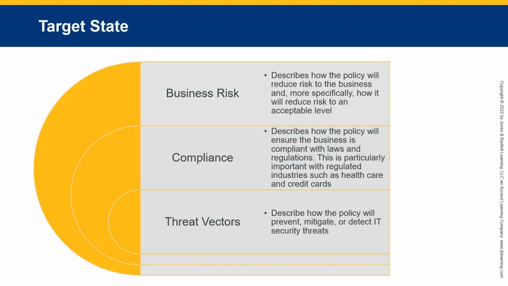Target state, business risk, describes how the policy will reduce risk to the business and, more specifically, how it will reduce risk to an acceptable level. Compliance describes how the policy will ensure the business is compliant with laws and regulations. This is particularly important with regulated industries such as healthcare and credit cards. Threat vectors describe how the policy will prevent, mitigate, or detect IT security threats.